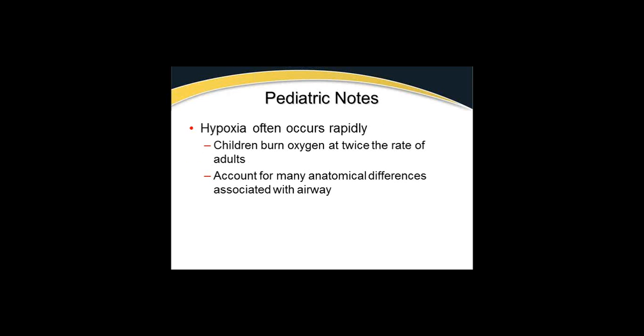Pediatric notes: hypoxia can often occur very rapidly. Children burn oxygen at twice the rate of adults. That's why they breathe a little faster. And there's a lot of different anatomical issues that potentially pop up. So it's important that we constantly are reevaluating, reassessing.